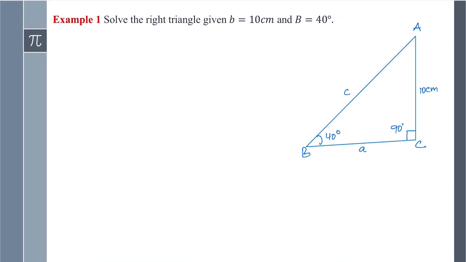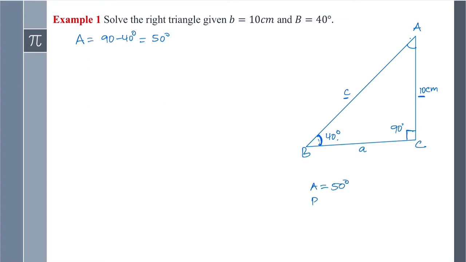Now let's go ahead and find side C. In order to find side C, we have to use one of these angles and this side here. Before finding that, let's go ahead and find angle A because that's the easiest one. We know this is 40 degrees, this is 90 degrees. So A must be 90 minus 40 degrees, because the sum of B and A must be 90, since the sum of the angles in a triangle is 180 degrees. So we got angle A equals 50 degrees.